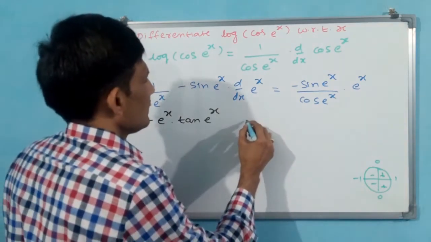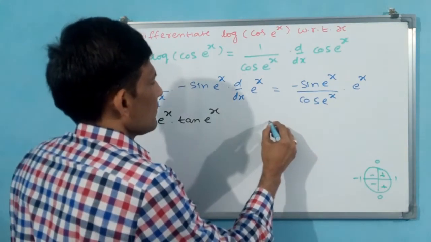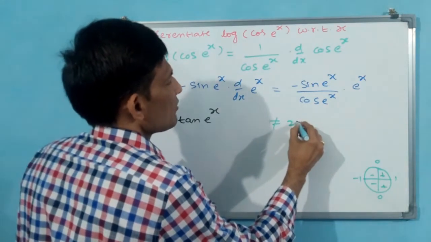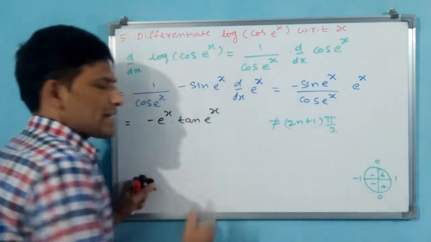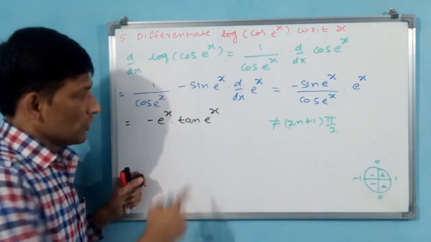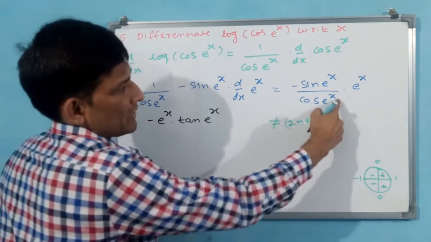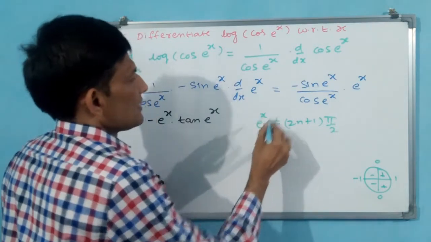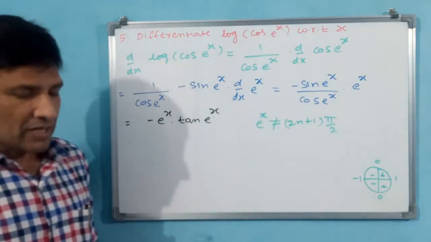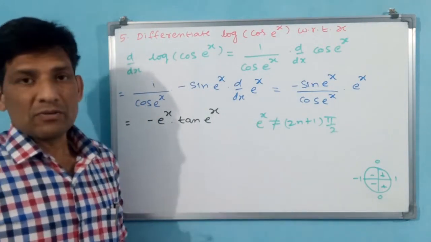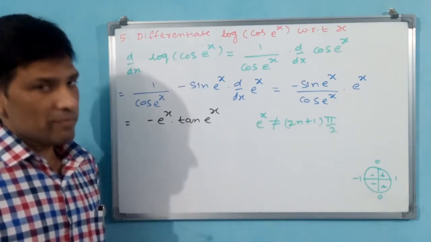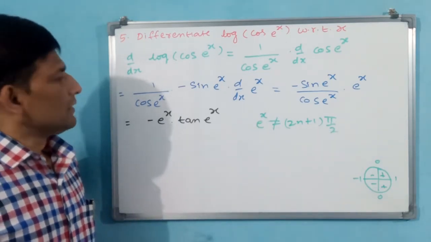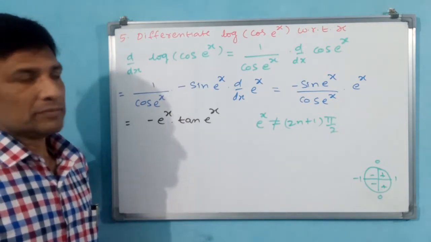Okay, write down: should not be equal to 2n plus 1 pi by 2. What should not equal this? Not x, e power x. e power x should not become 2n plus 1 pi by 2. Like this you can write and close.